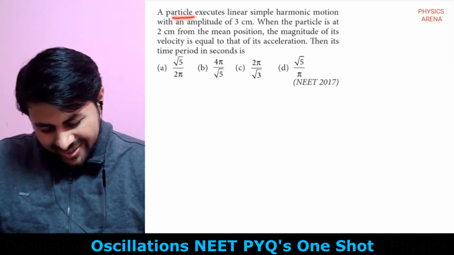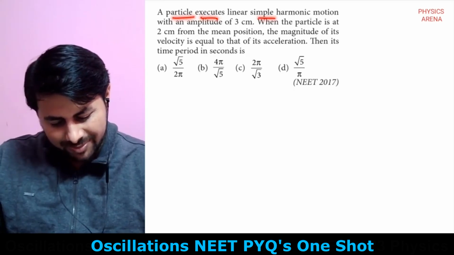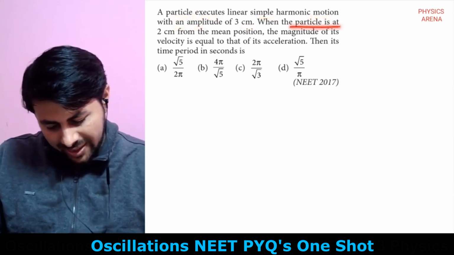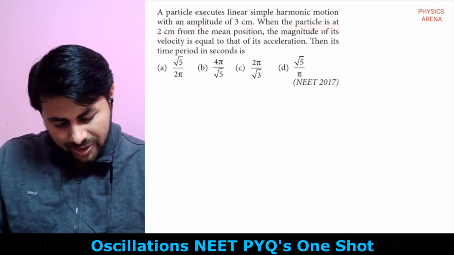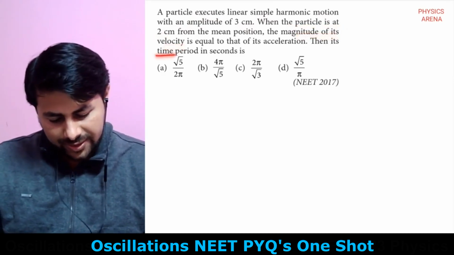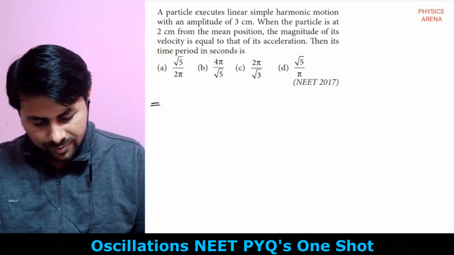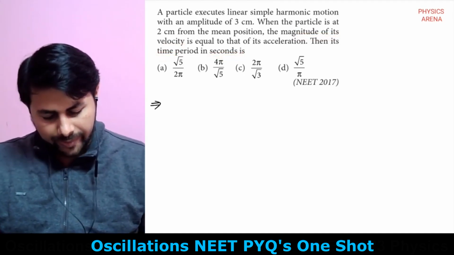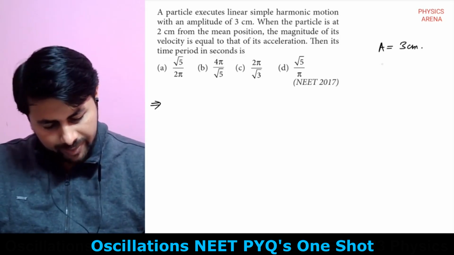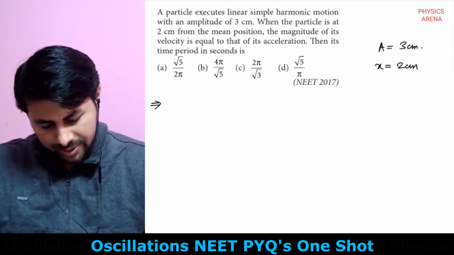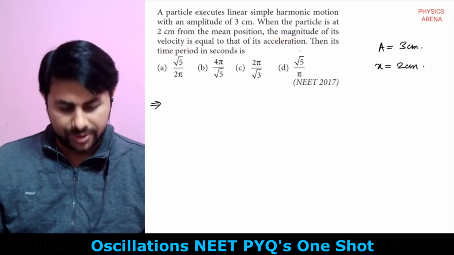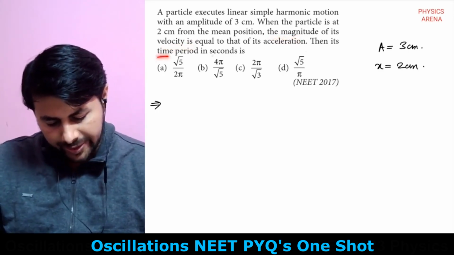Right. Okay. A particle executes linear simple harmonic motion with an amplitude of 3 centimeters. When the particle is at 2 centimeters from the mean position, the magnitude of its velocity is equal to that of its acceleration. Then its time period in seconds is. So its amplitude is given, it is 3 centimeters. And when the particle is at x equals 2 centimeters from the mean position, the magnitude of its velocity is equal to acceleration.